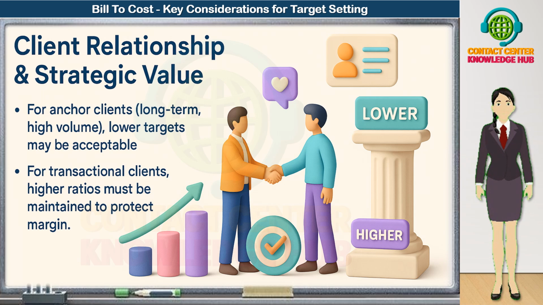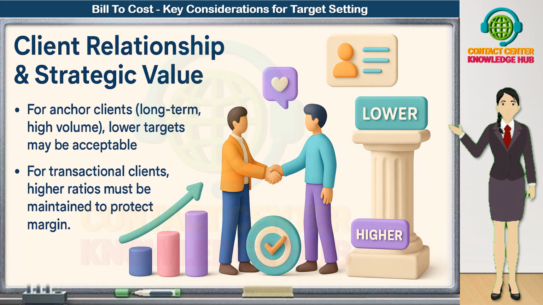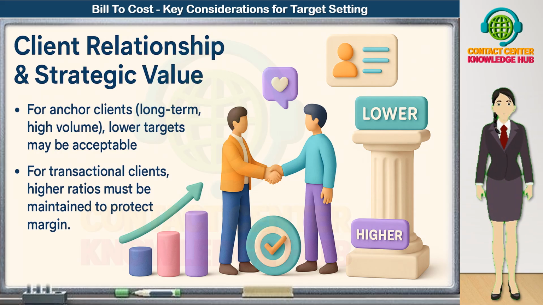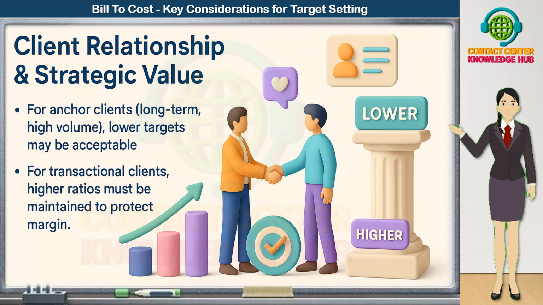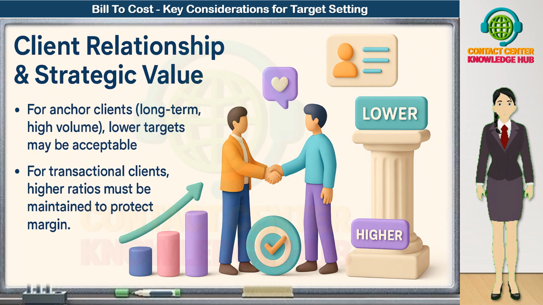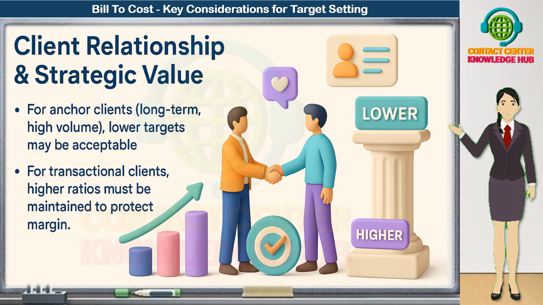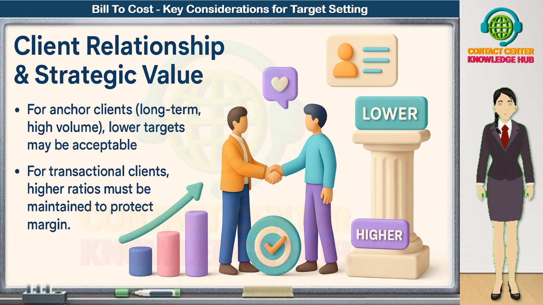On the other hand, transactional clients, where volumes are smaller, the relationship is shorter, or switching cost is low, require higher ratios to ensure the business remains financially healthy and protected. Key insight: the strength and strategic importance of the client relationship directly influences margin expectations. Stronger, long-term partnerships may support lower ratio targets, while transactional clients must protect margin more aggressively to remain sustainable.